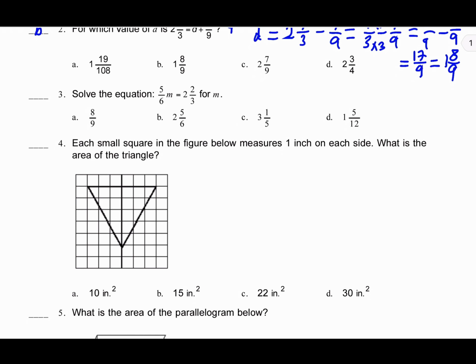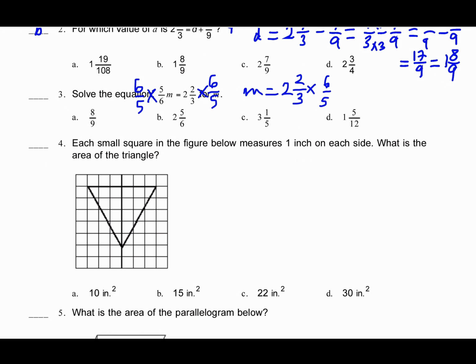Third question, solve the equation 5 over 6 m equals 2 and 2/3 for m. As we know, if we have multiplication, we're gonna divide. But in fractions, division means multiplying by reciprocal. So we're gonna multiply by reciprocal, which is 6 over 5, for both sides. So now m equals 2 and 2 over 3 multiplied by 6 over 5.